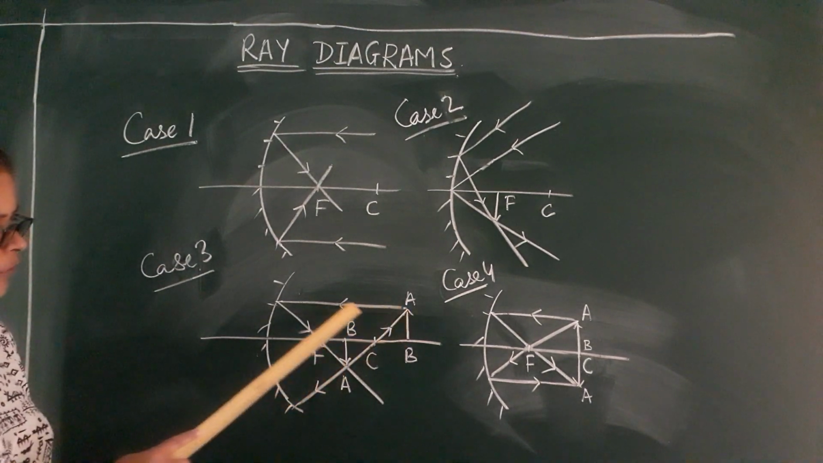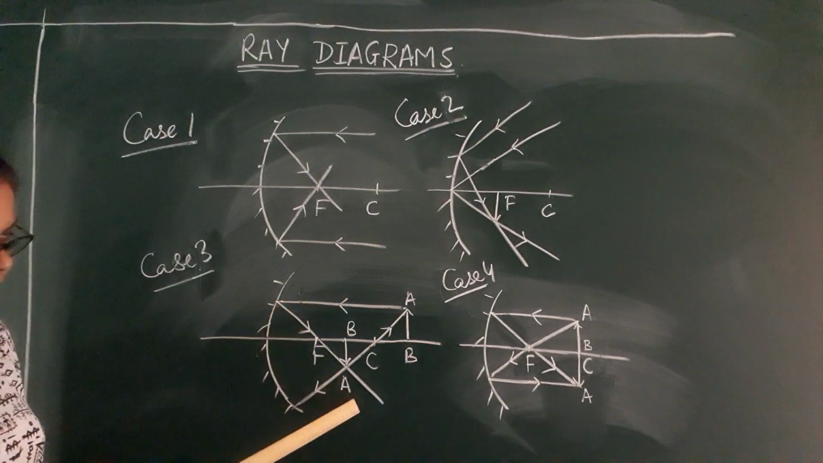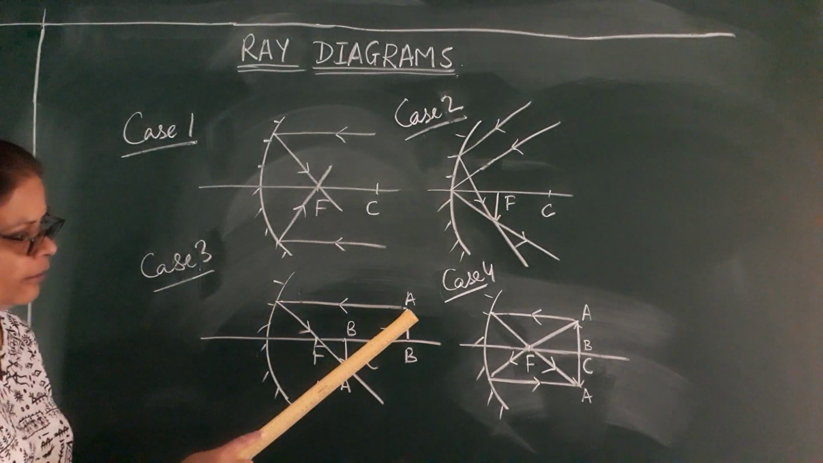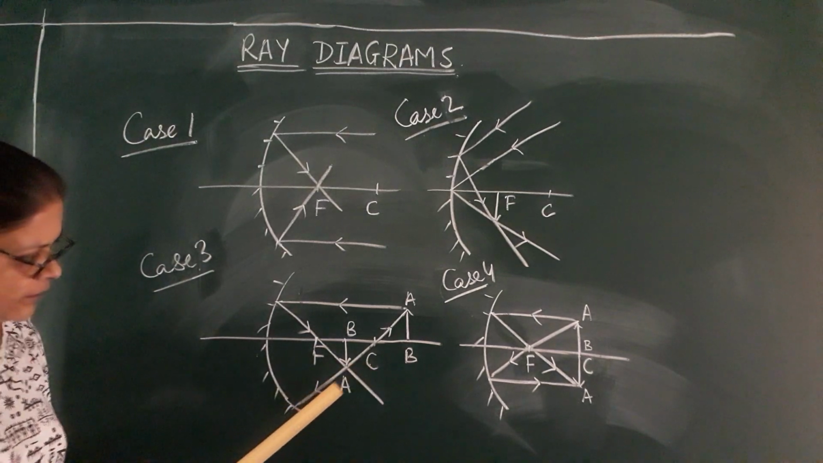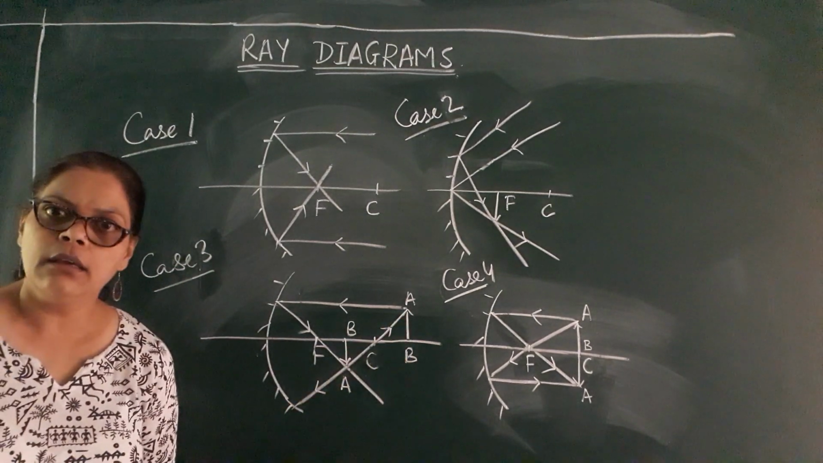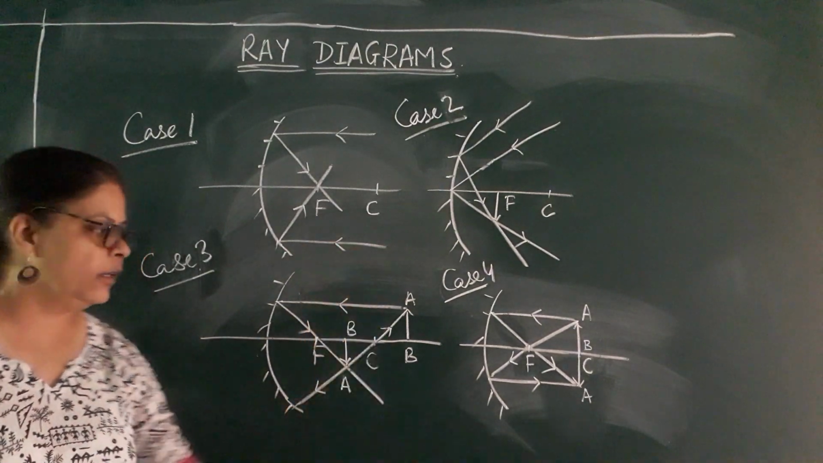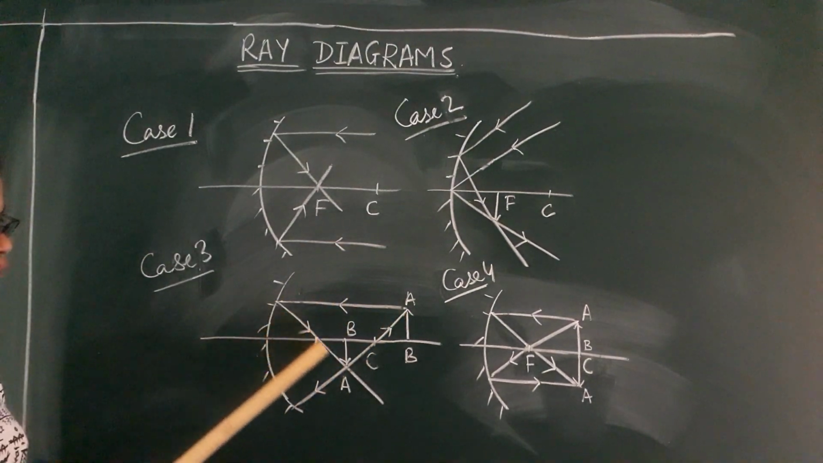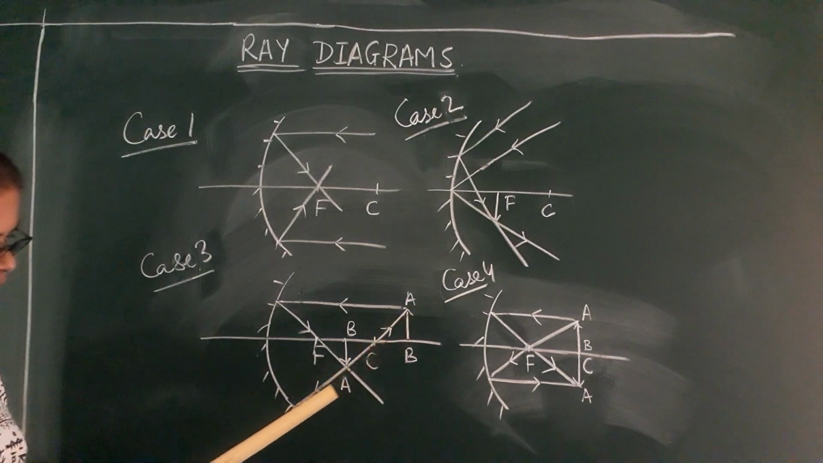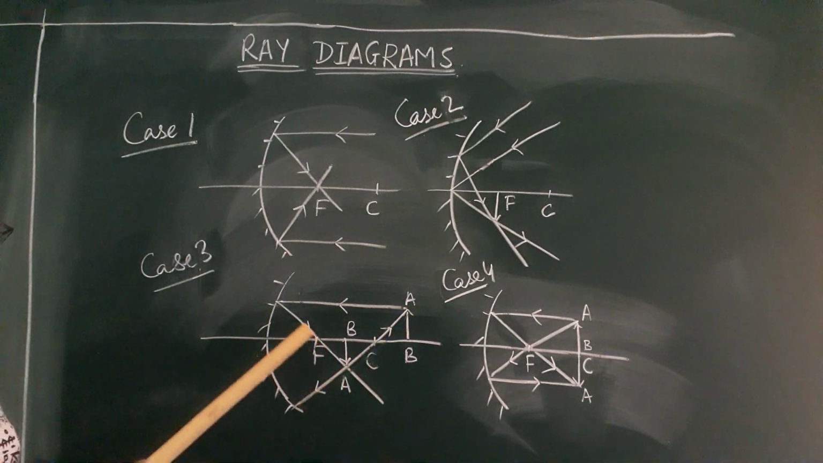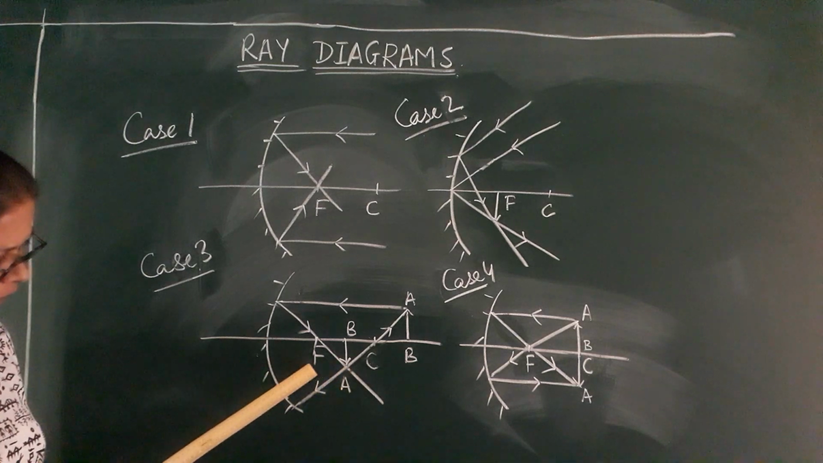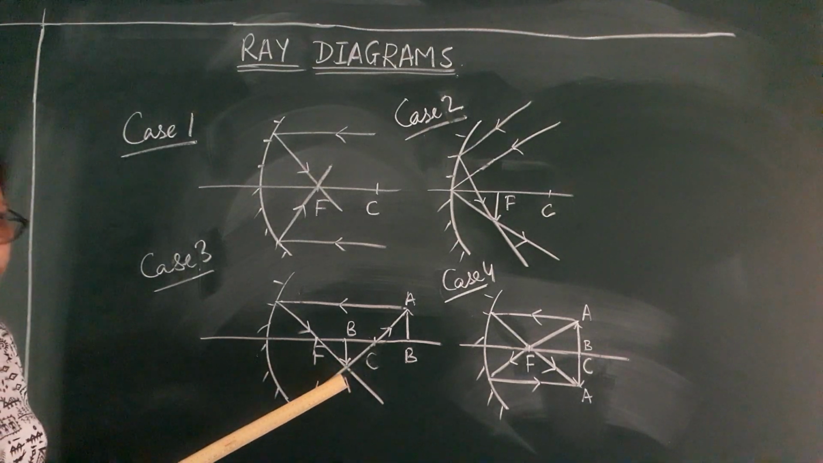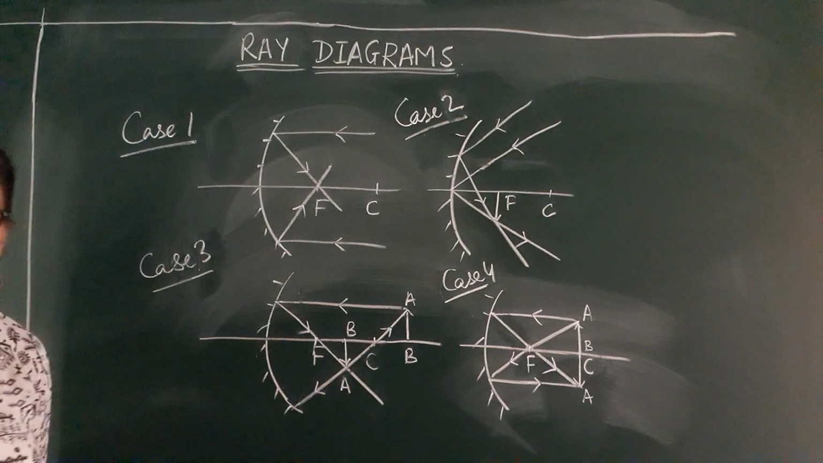Now a ray of light moving parallel passes through F, that is rule 1, and a ray of light passing through C, the center of curvature, retraces its path. This is rule 3. So I am taking two rules over here, children. A ray of light moving parallel passes through F, and a ray of light passing through C retraces its path. You can see that these two rays automatically meet at a point between F and C, and the image is formed there.